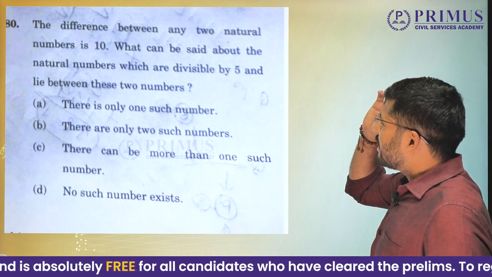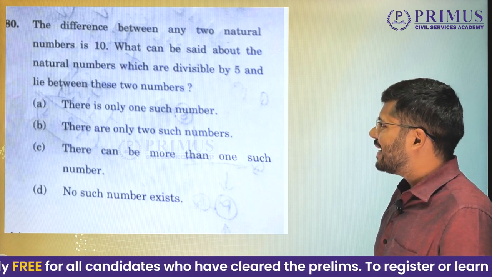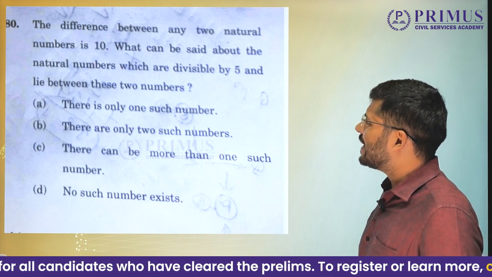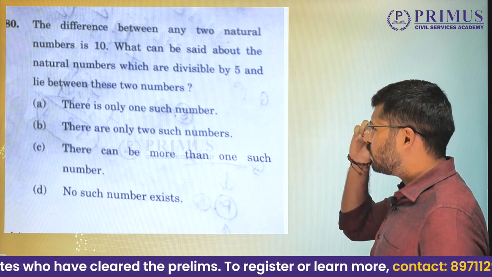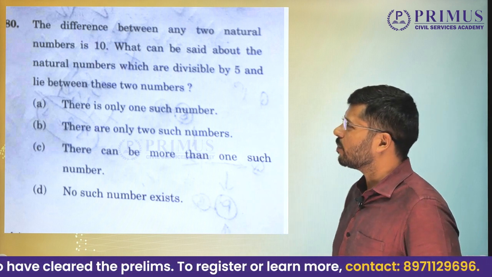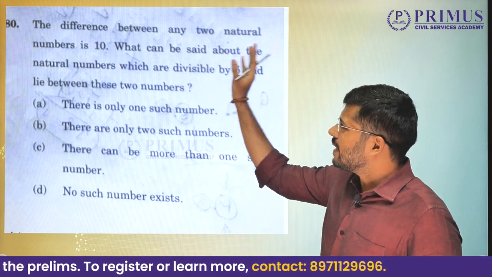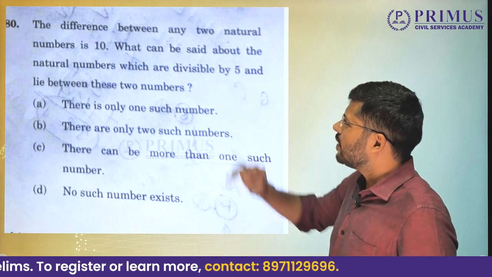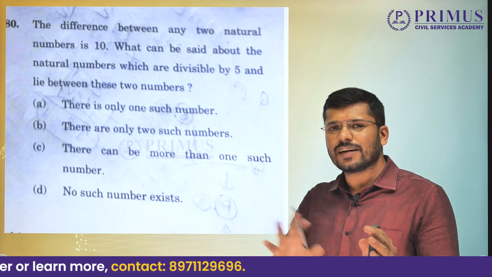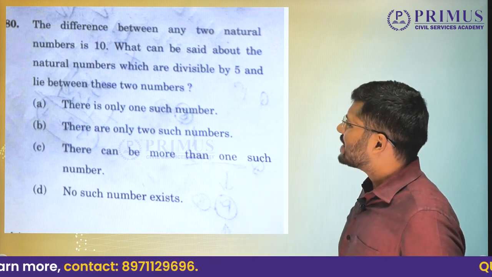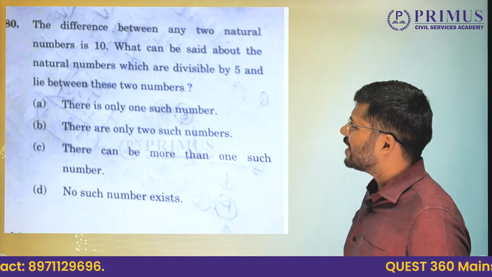Question number 80, this is the last question. The difference between any two natural numbers is 10. What can be said about the natural numbers which are divisible by 5 and lie between these two numbers? Let us understand the question. Actually, the framing of the first sentence is a bit ambiguous. We need to consider two natural numbers the difference between whom is 10.